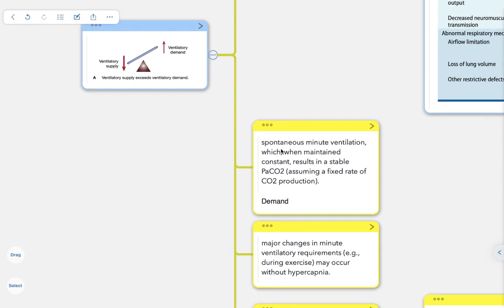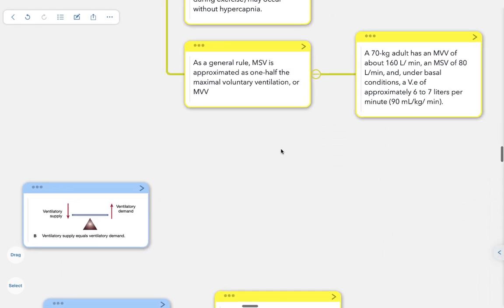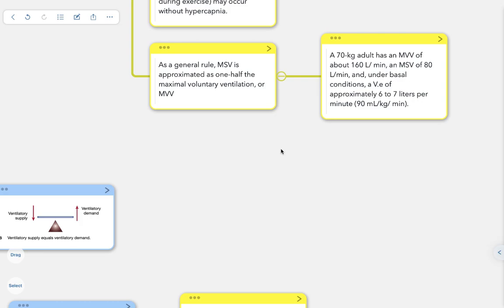So, there has to be a balance between ventilatory demand and the ventilatory supply. In normal circumstances, the ventilatory supply is much more as compared to the ventilatory demand. How do we say it? As a general rule, the ventilatory supply is approximately one half of the maximal voluntary ventilation, right? So, for example, we can say that a 70 kg adult would have an MVV of 160 liters, right?